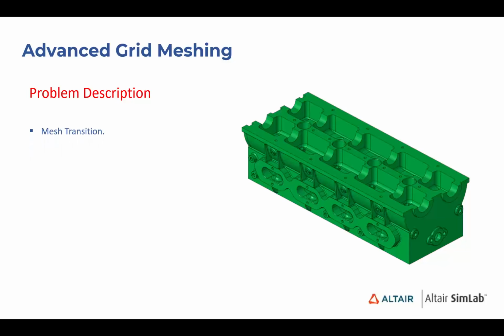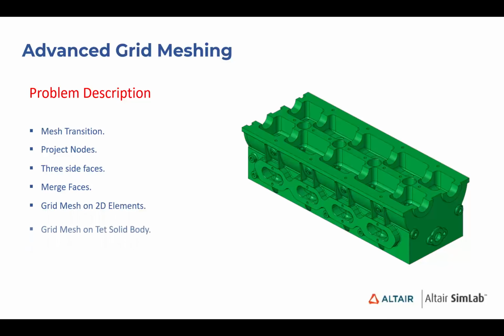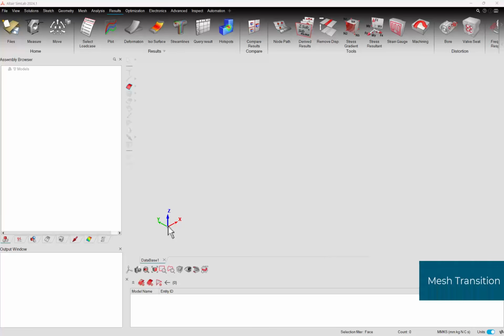In this, we will see the mesh transition option, the project nodes option, the three side faces, merge faces, the grid mesh on 2D elements, and also the grid mesh on the touch solid body. Now let's see the first option, which is the mesh transition option.